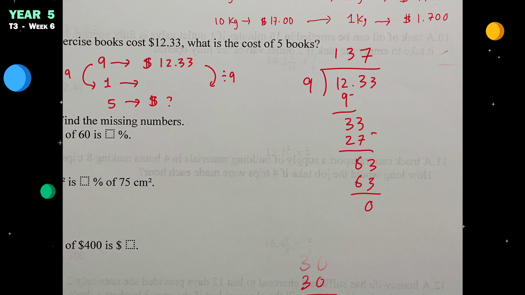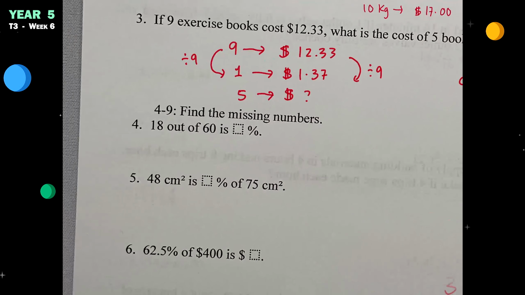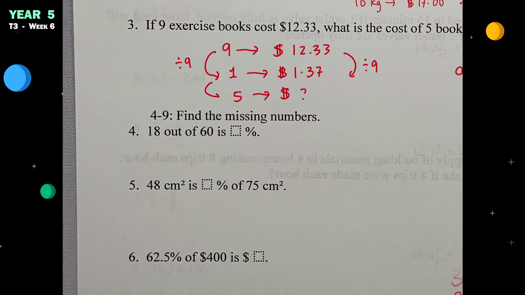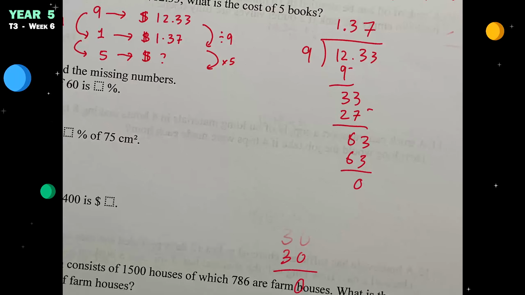Now the decimal place should go here. Okay, how many 9s go into 12? This is roughly 12, right? It goes into that 1 point something times, so 1.3 times. So therefore, this will be 1.37 for 1 book. But I want 5 books. So to go from 1 book to 5 books, I must times it by 5, which means I must times this also by 5. Okay, so let's do that real quick.